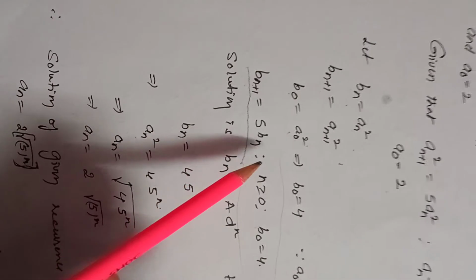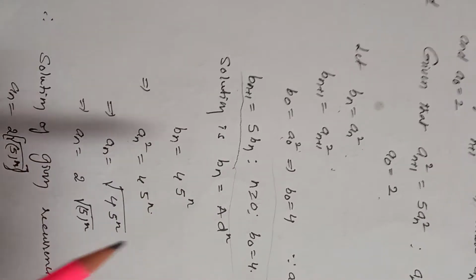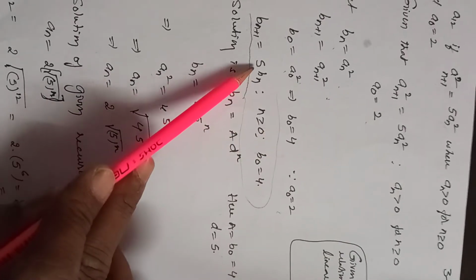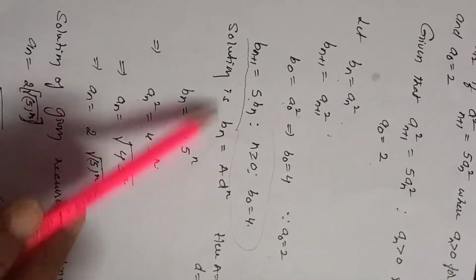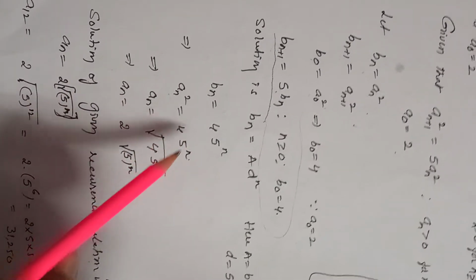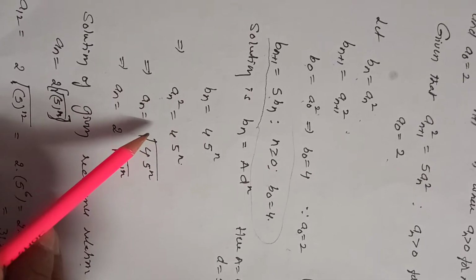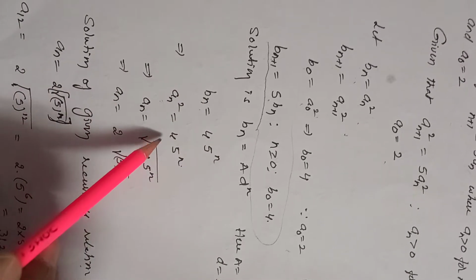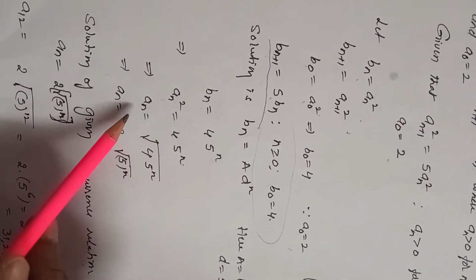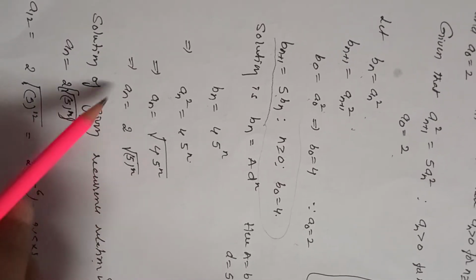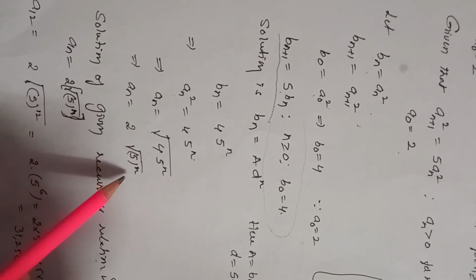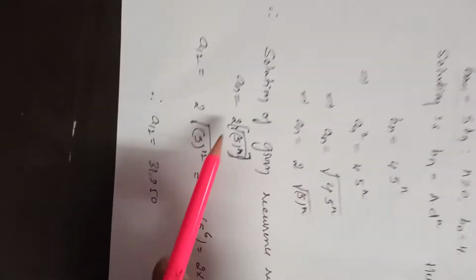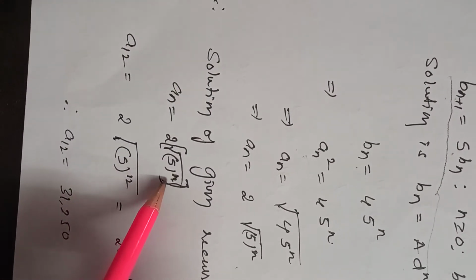Now the solution of this recurrence relation is b_n = A into d power n, where A is equal to the initial value, that is b_0, and d is equal to the coefficient of b_n, that is 5. Therefore the solution is b_n = 4 into 5 to the power of n. What is b_n here? b_n is a_n square. That's why a_n square = 4 into 5 power n, where a_n is equal to the square root of 4 into 5 power n. Square root of 4 is 2. Therefore the solution of the given recurrence relation is a_n = 2 into square root of 5 whole to the power of n. Right?